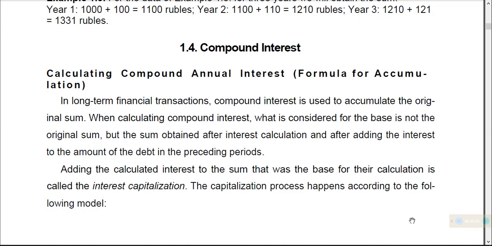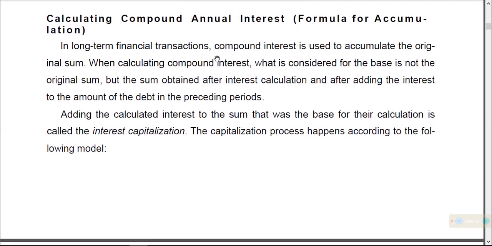Hi, welcome to Virtual CB1A, and for today's lesson on mathematics of investment, we're going to talk about compound interest. We are going to calculate compound annual interest and study the formula for accumulation.